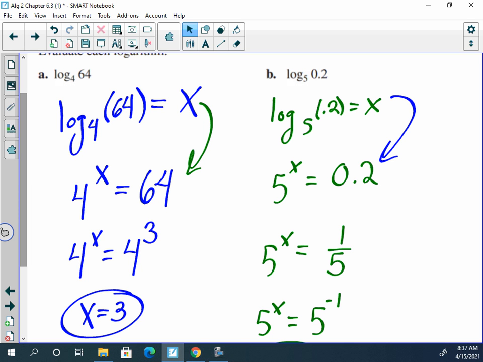Wait, does it have a 4 down there for a base? No. The log button right there is in base 10. So what we just typed in would be log base 10 of 64 is equal to x, or we're saying 10 to what power is 64. Well, that's not what we wanted, correct? No. So there's going to be a process that we can go through, and we'll go through change of base, how we can change it from base 4 to base 10 and get it to work.